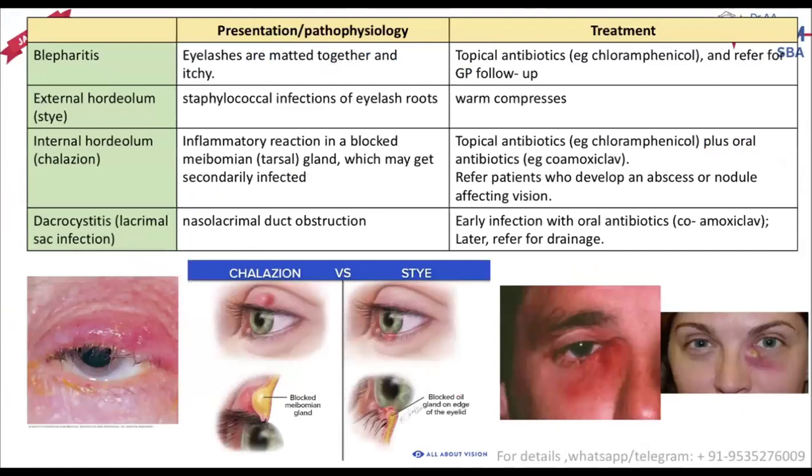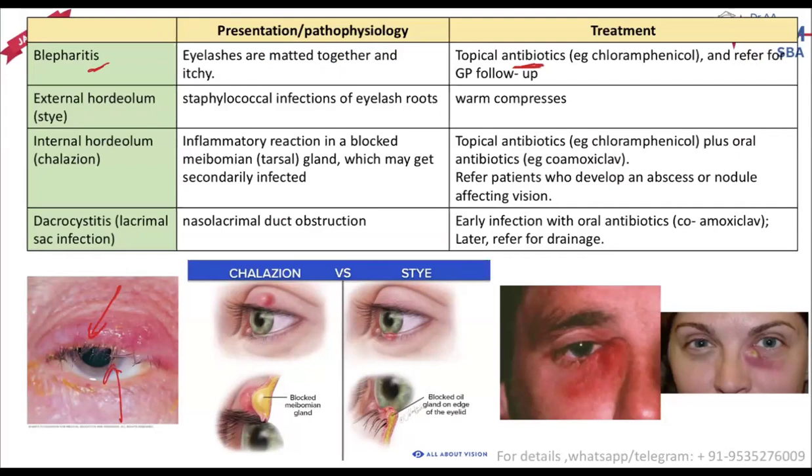Few other presentations, what you need to be aware of. Blepharitis. What is blepharitis? When there is matting of the eyelashes, then it is known as blepharitis. It will be quite an itchy presentation. It is because of the infection. There is some secretion of pus resulting in matting of the eyelashes. What you'll be doing is just prescribing them topical antibiotics and asking them to follow up with the GP.